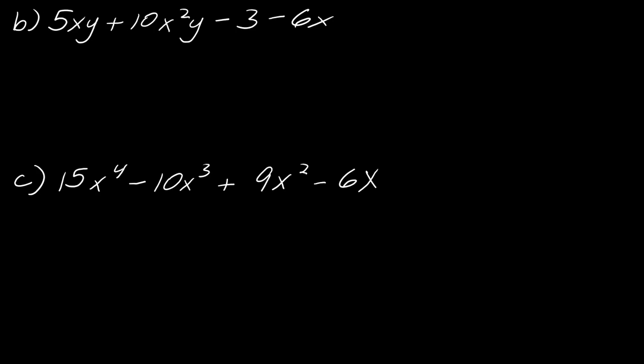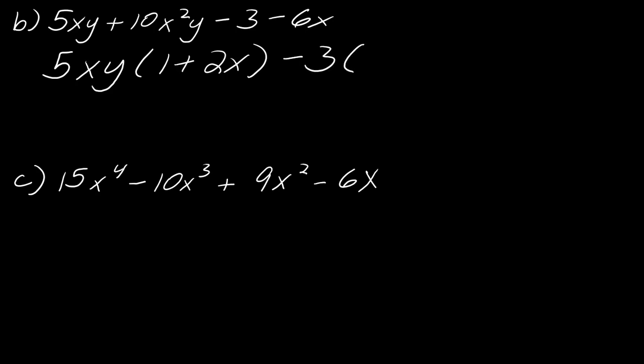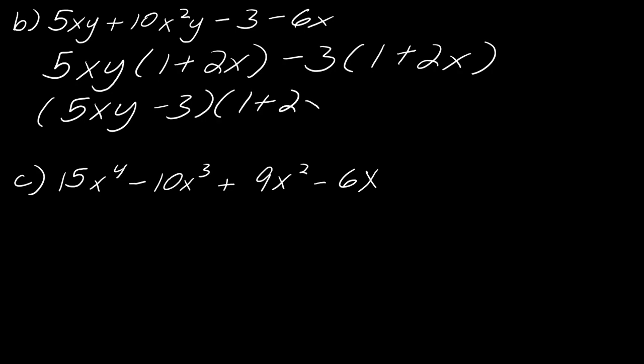So for b, I'm going to factor out 5xy. And that's going to leave me with 1 plus 2x. And then in the second group, I'm going to factor out -3, and that's going to leave me with 1 plus 2x. So then I can write this as 5xy minus 3 and 1 plus 2x. And there we go, I'm done.